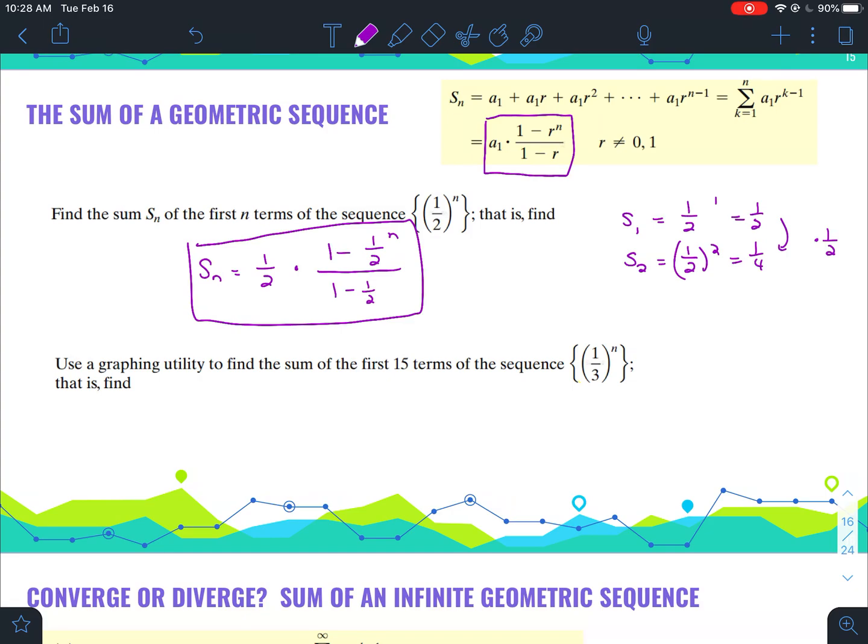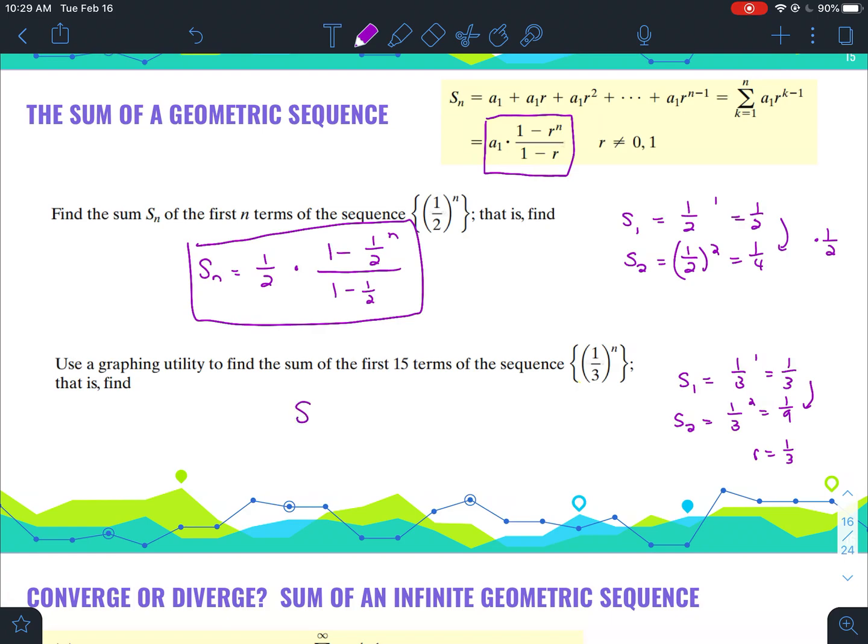All right, let's find the sum of the first 15 terms of 1/3 raised to the nth power. So let's find the first term. So the first term is going to be 1/3 raised to the first power, which was just 1/3. The second term would be 1/3 raised to the second power, which is 1/9. So the common ratio to move from one term to the next is 1/3. So my first term is 1/3 and the common ratio is 1/3.